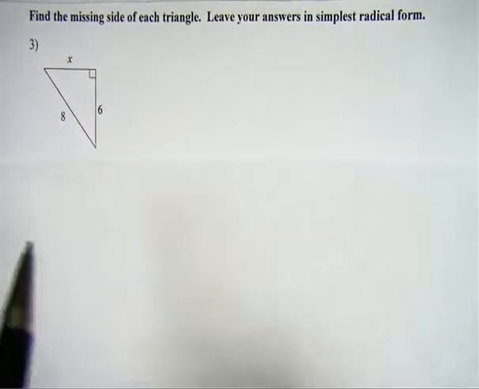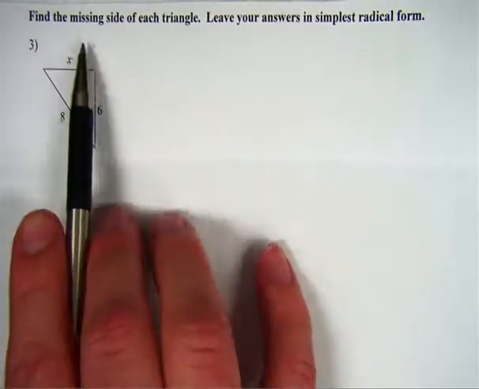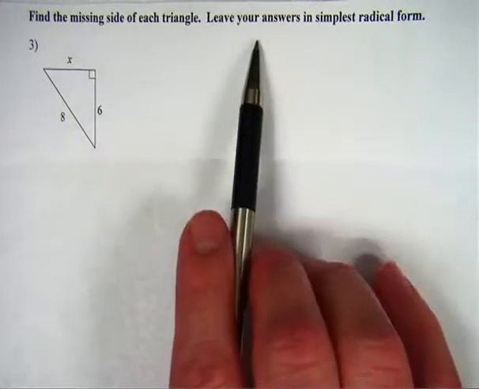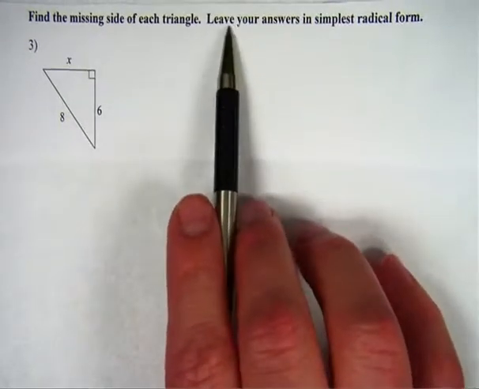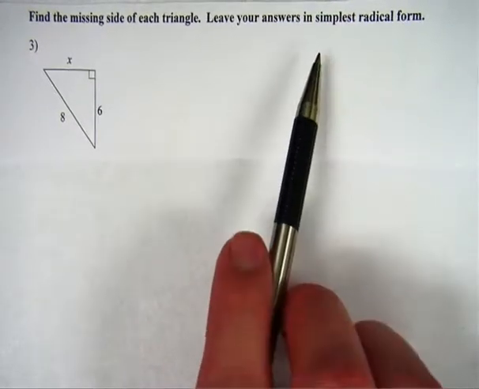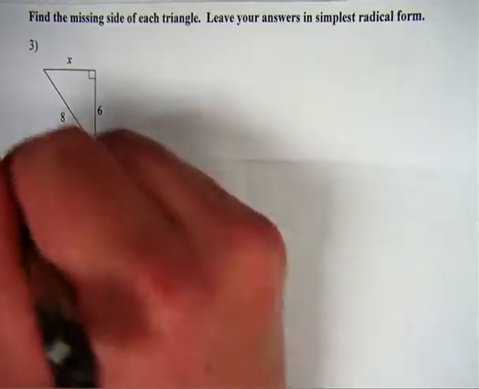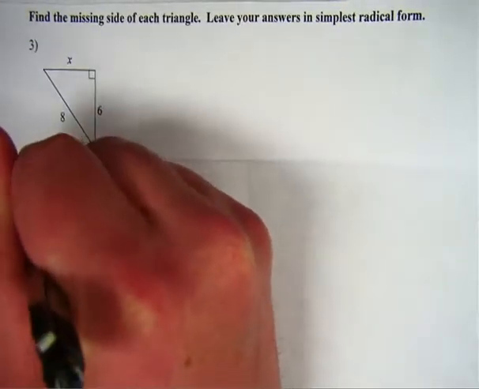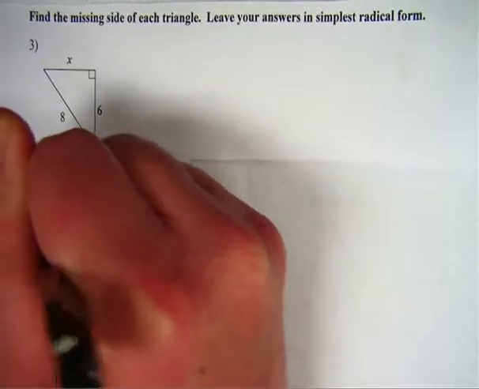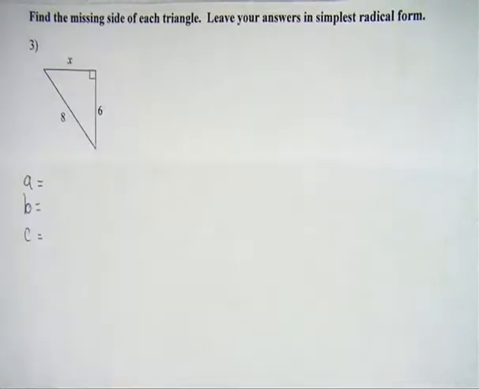Alright, now we have a different example, and note the difference in the directions. Last time we were supposed to round to the nearest tenth. Here instead, we're asked to leave our answers in simplest radical form. But it turns out that how we work the problem is really not any different. We still need to identify A, B, and C.